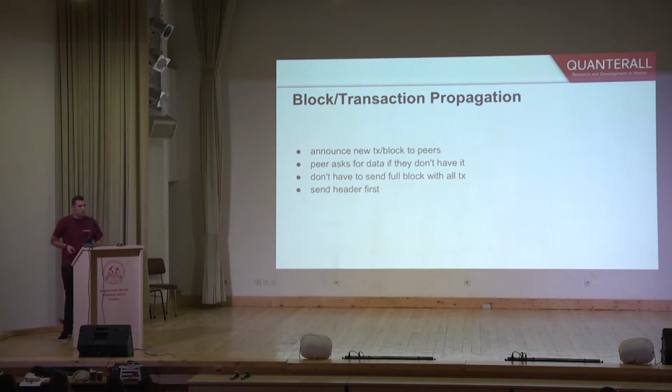So to sum up the block and transaction propagation, the first thing is to announce the new transaction and block to the peers. Then a peer asks for data if they don't have it. The good thing, which makes the syncing fast, is that you don't have to send the full block with all the transactions. You just send the header first.